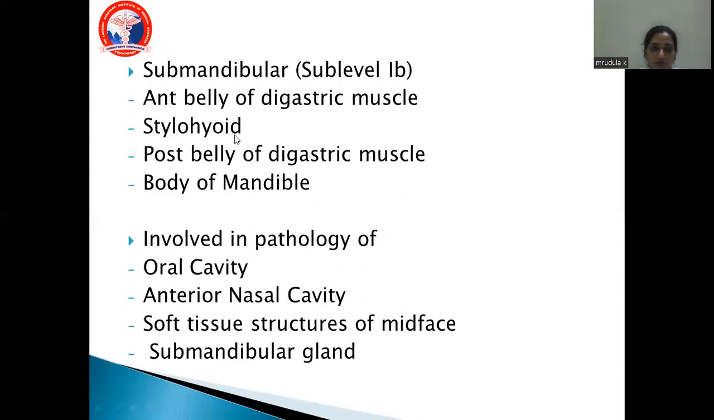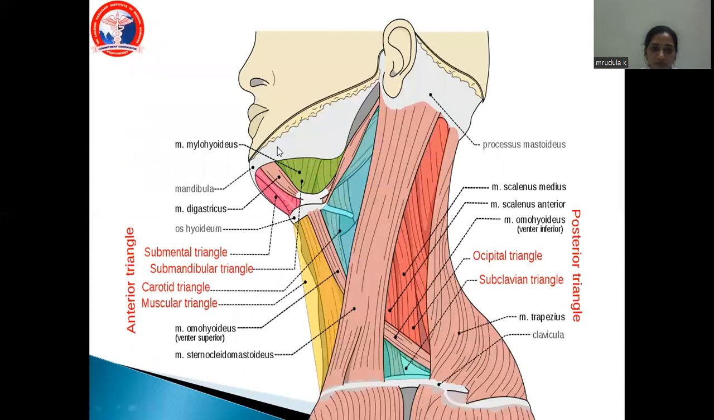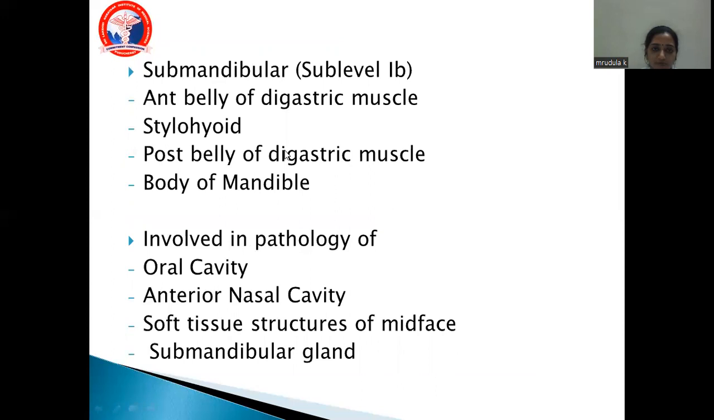Submandibular level 1B is bounded by the anterior belly of the digastric, stylohyoid, posterior belly of the digastric, and the body of the mandible. So these are the regions of level 1B. It is involved in the pathology of the oral cavity, anterior nasal cavity, soft tissue structures of the midface, and submandibular gland.